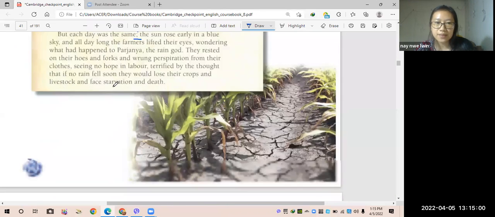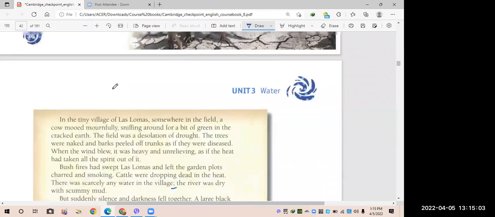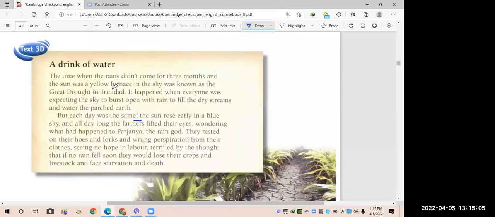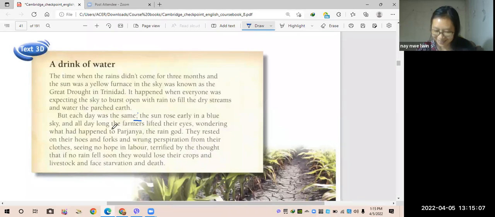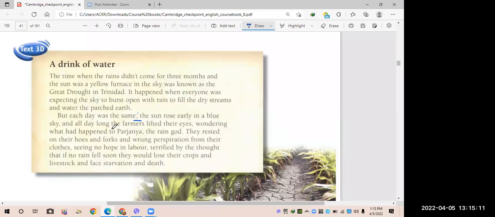So read the passage. I think we can... wait, Melissa, you can say it. And then the second page. Okay.